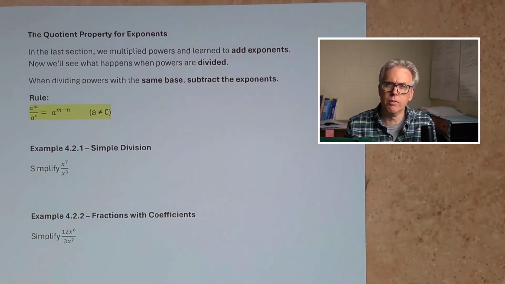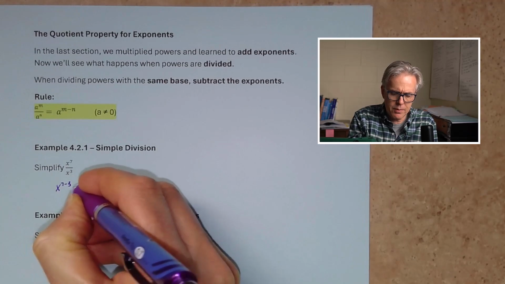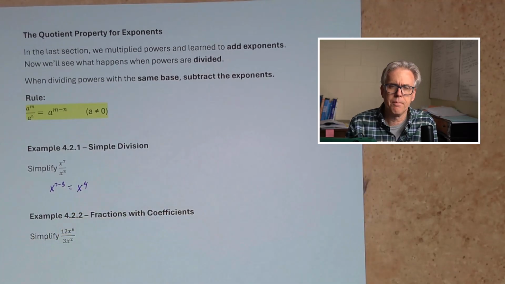Let's look at example 4.2.1 here. So x to the 7th over x cubed. This would just be x to the 7 minus 3, which is x to the 4th.